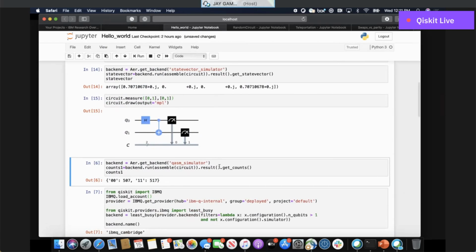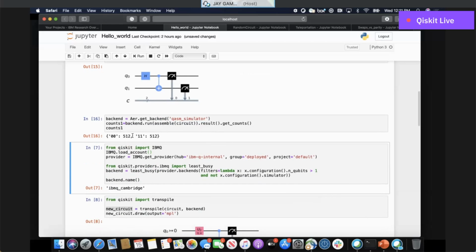We can add measurements, and then we can show that if we were to actually measure this 1,024 times, we would find in this particular run that it came out exactly equal: 512 of them are in the 0,0 state and the other 512 of them are in the 1,1 state.